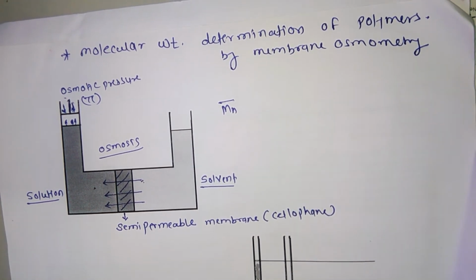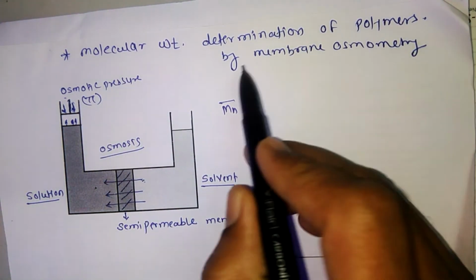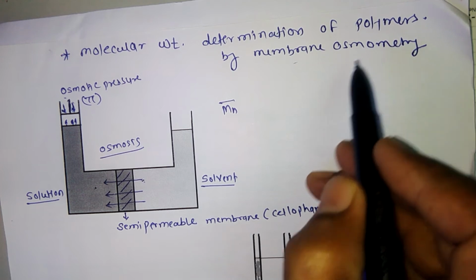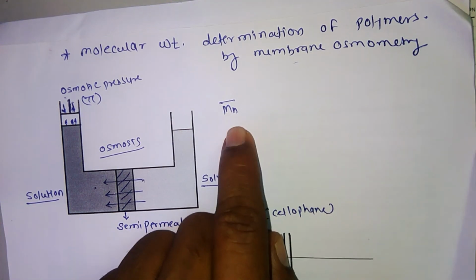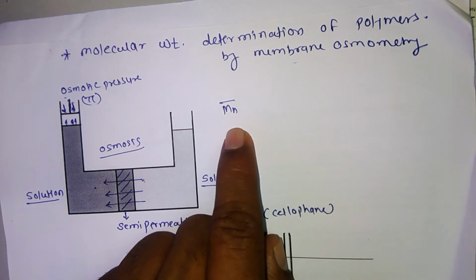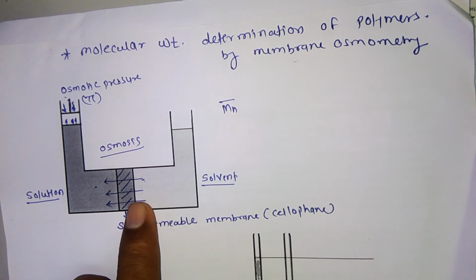Students, now we are going to learn about the molecular weight determination of polymers by membrane osmometry. This is a technique which is used to determine the number average molecular weight of polymers. It is based on the phenomenon of osmosis, but it is not used for studying solutes of low molecular mass, because it is difficult to find membranes that are impermeable to such solutes.